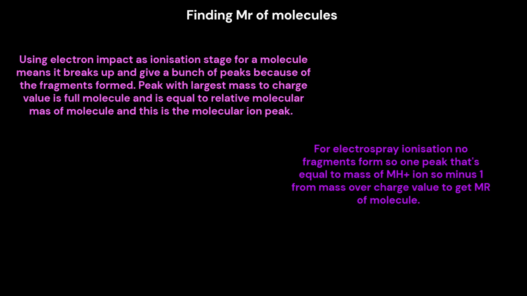Finding Mr of molecules. Using electron impact as the ionization stage for a molecule means it breaks up and gives a bunch of peaks because of the fragments formed. The peak with the largest mass to charge value is the full molecule and is equal to the relative molecular mass of the molecule, and this is the molecular ion peak. For electrospray ionization, no fragments form, so there is one peak that's equal to the mass of the MH+ ion, so subtract 1 from the mass over charge value to get the Mr of the molecule.